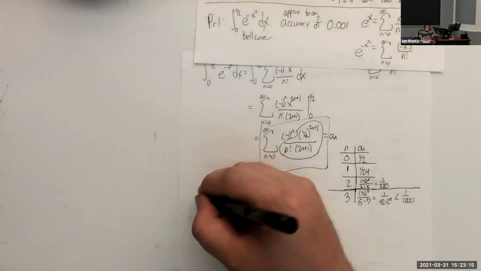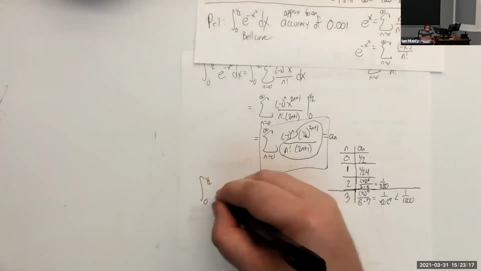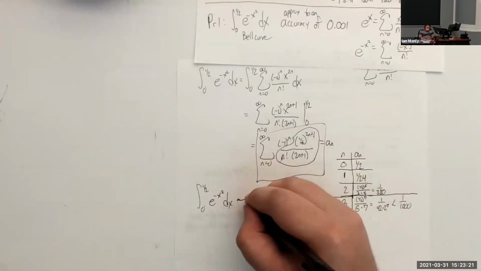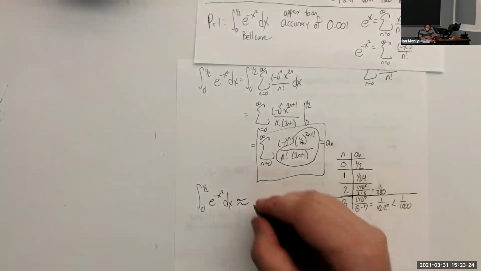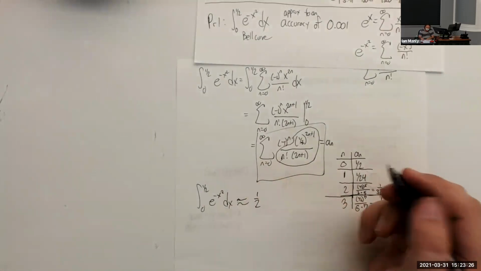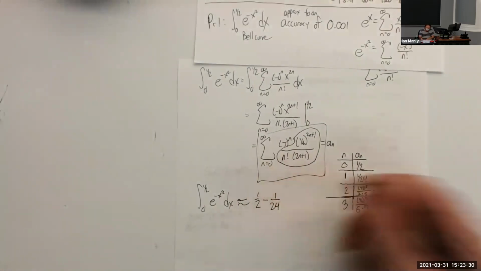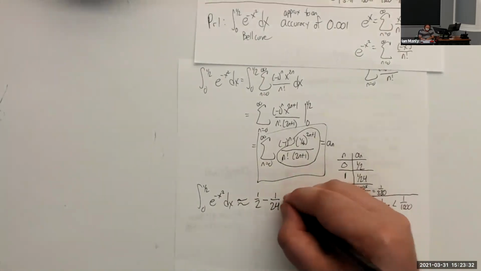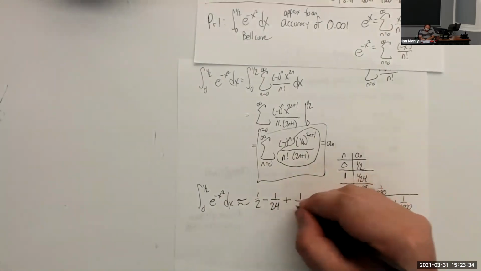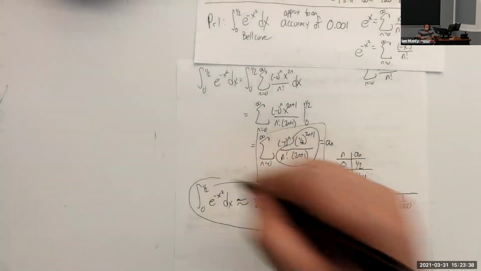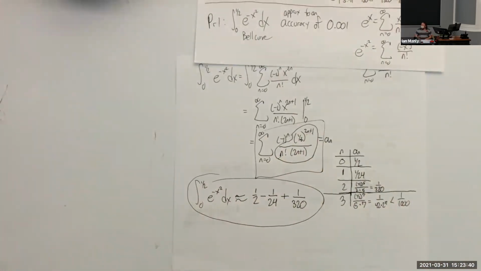And this means that our integral from 0 to 1/2 of e to the negative x squared dx will be approximately equal to 1/2. And then it's an alternating series, so we do minus 1 over 24. And then we flip the sign again, and we have plus 1 over 320. And we know that this result will be within 0.001 of the true value of this integral.